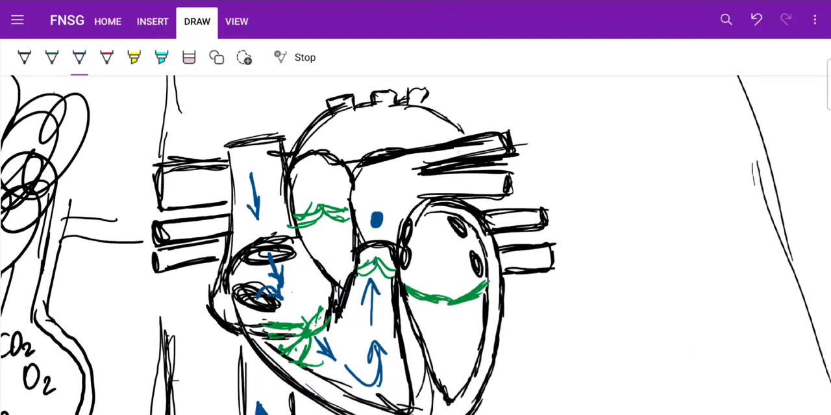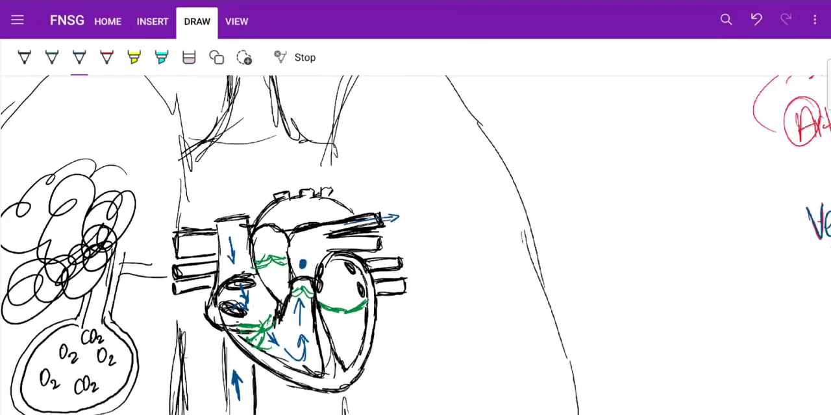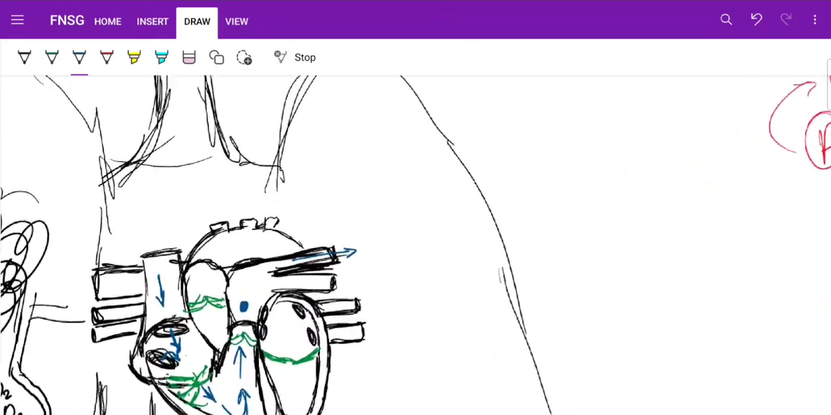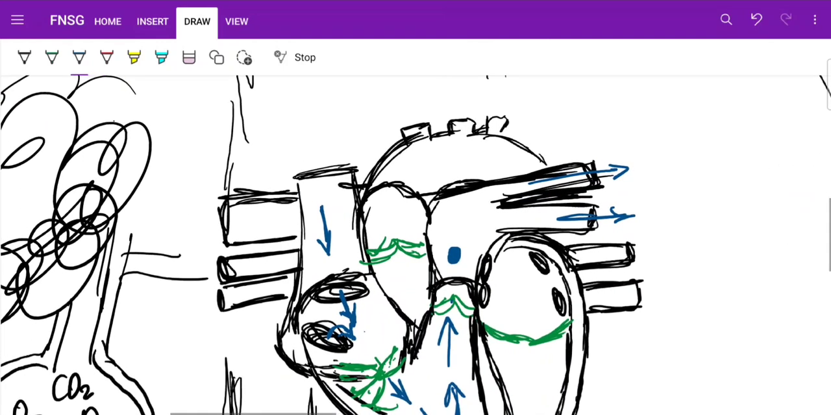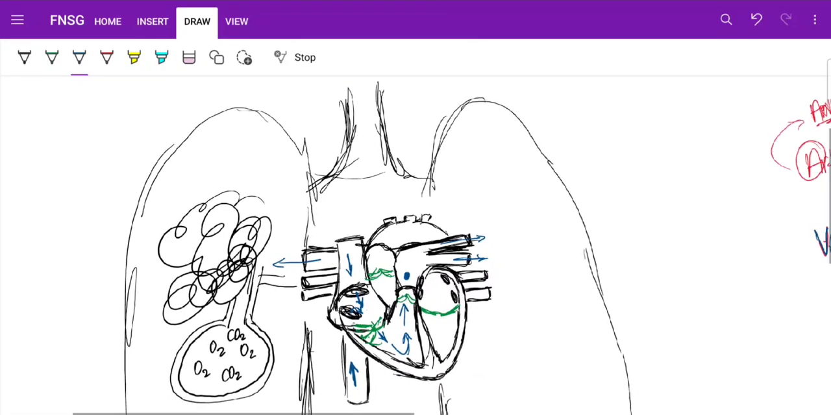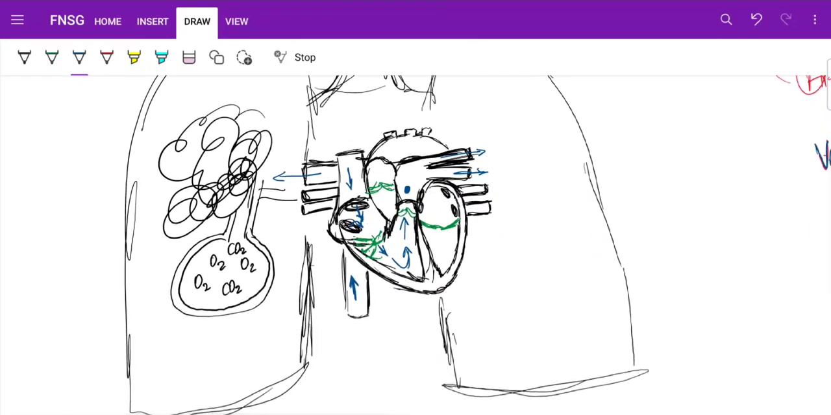So at this point, we're going back to the heart, and we're looking at the pulmonary veins. So rather, pulmonary arteries. See, I'm getting it wrong. Pulmonary arteries. So it carries it to the lungs. We have 2 lungs, so it's going on both sides.